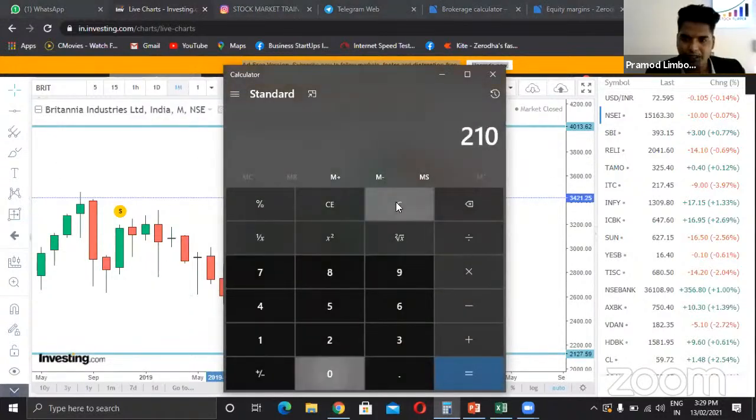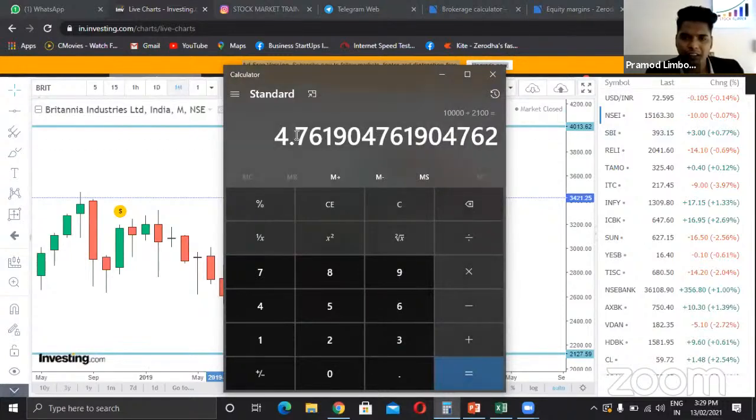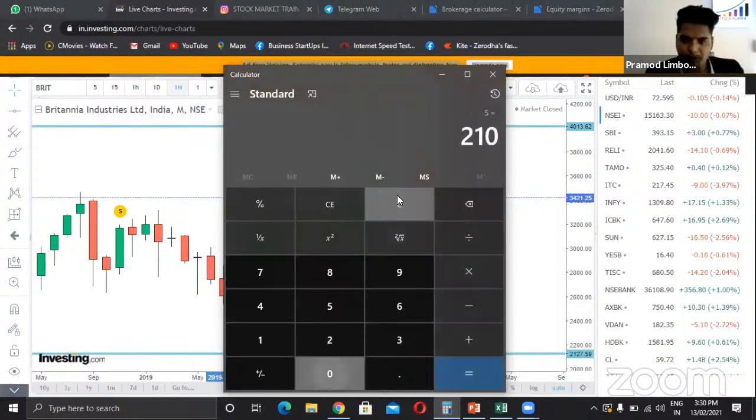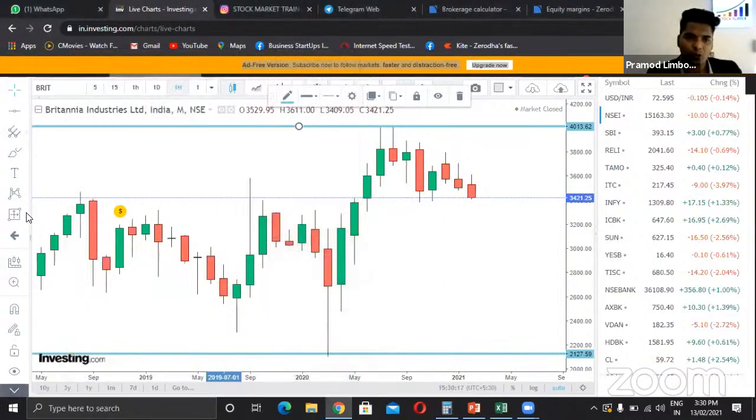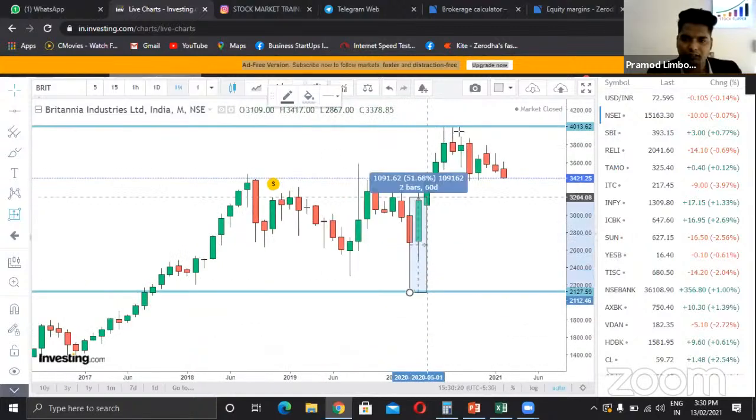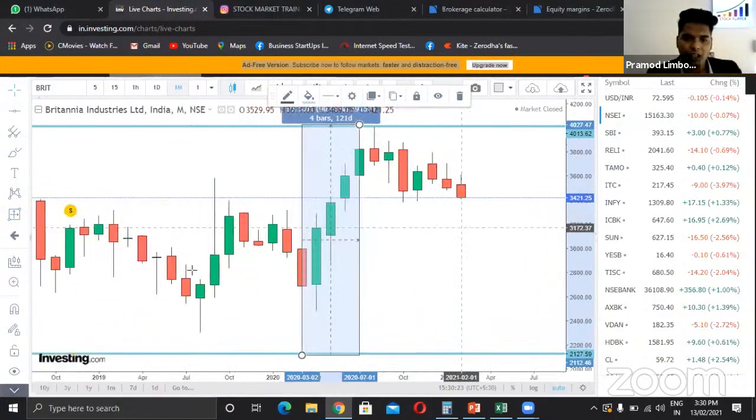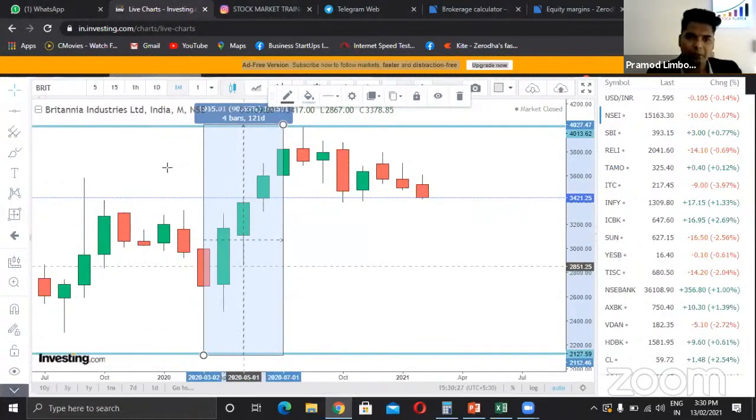If you would have invested at 2100, let's suppose you got 10,000 rupees, and you would have invested it. Let's suppose you actually got 5 shares, around 10,500 rupees invested, and the current market price made a high of around 4,000. 4,000 into 5, your investment has around doubled, in just how many days? Whereas the market was falling and then recovering, the Britannia stock was already in profit. So this is the power of investing.